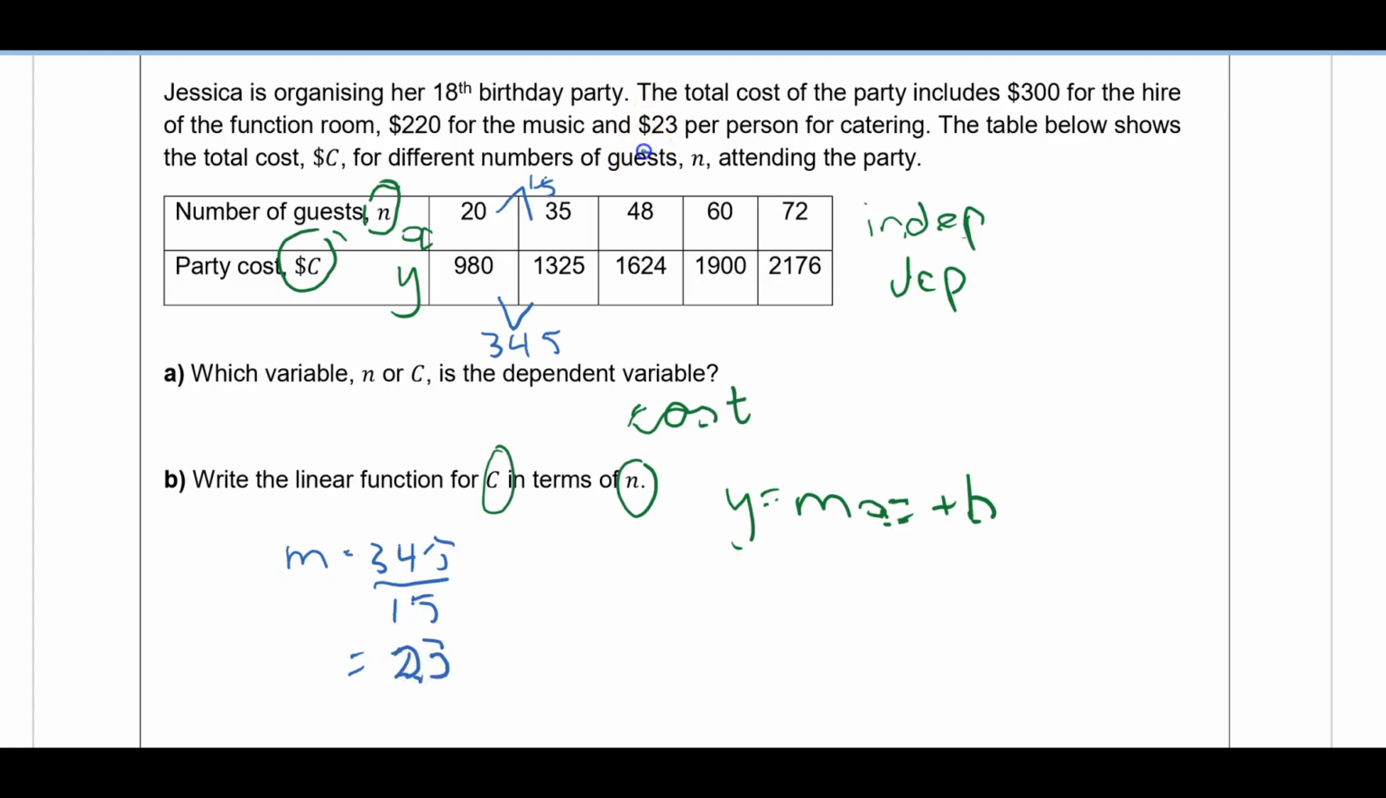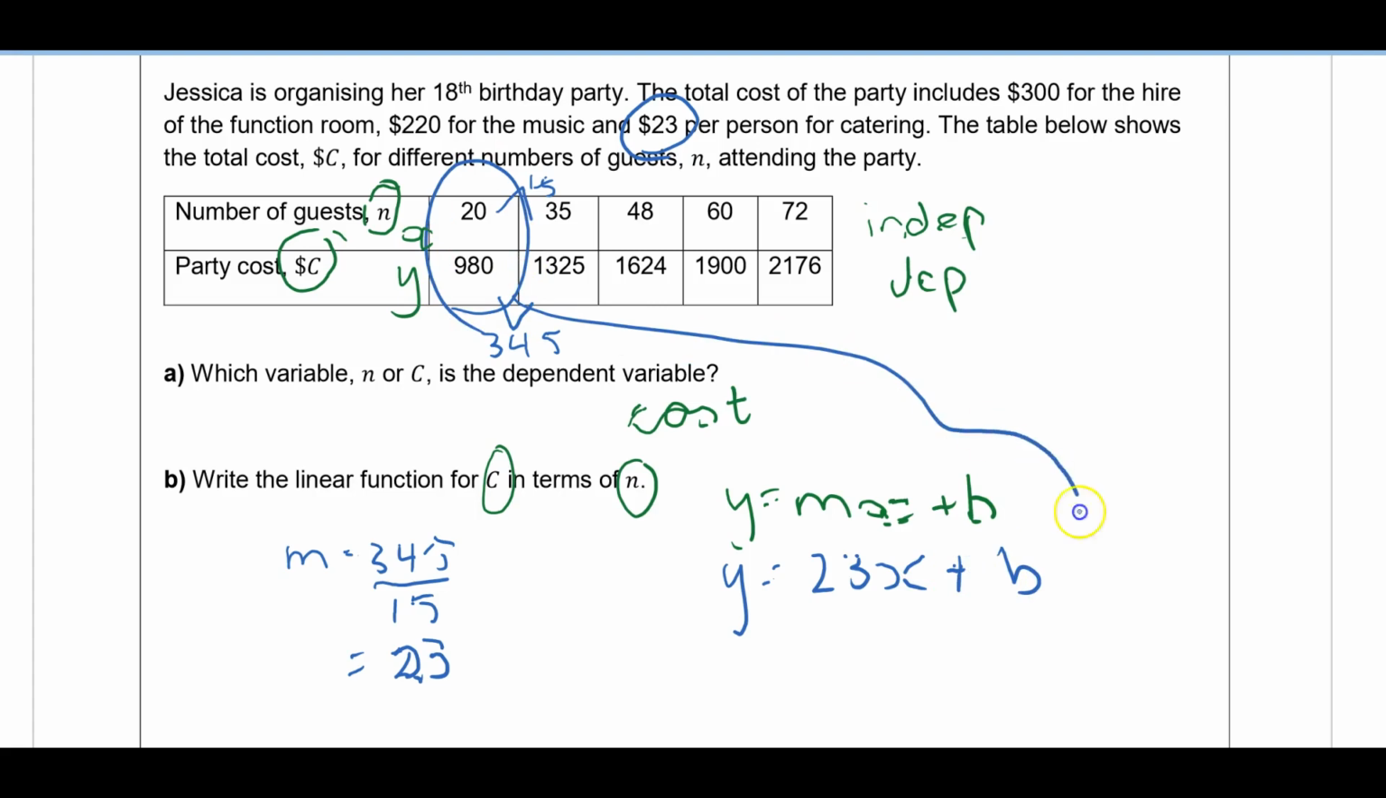I already know that sort of because it says $23 per person. Okay, so y is 23x plus b. Now I could sub in this point in like we did before, or I could use the question because it says the cost of the party is $300 for the hall and $220 for the music. So if no people arrive, they've still paid $520. That's what b is. b is the amount when no people come.